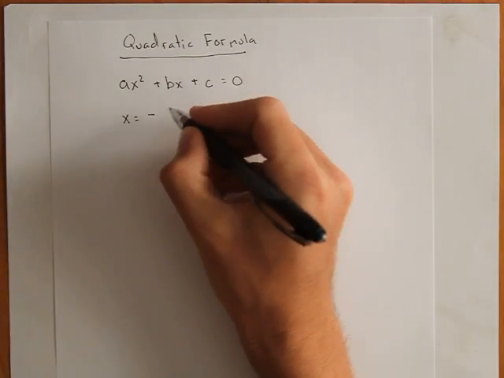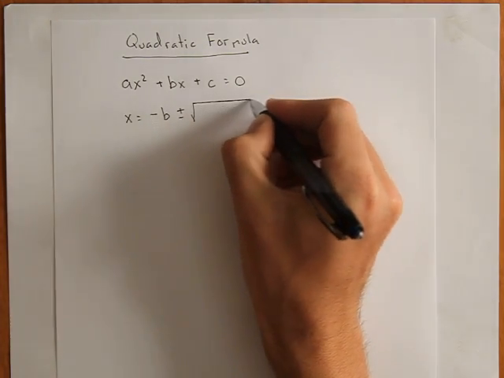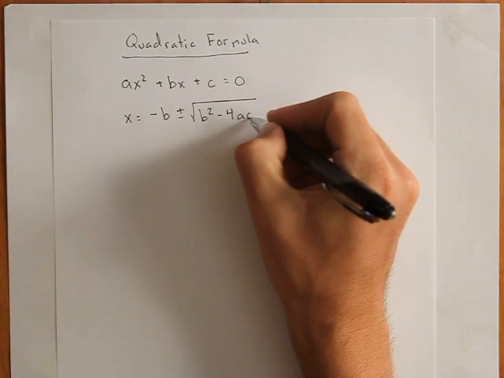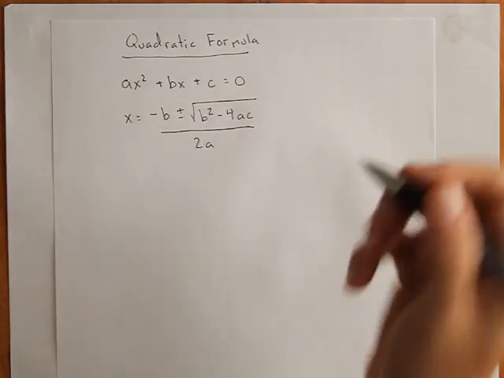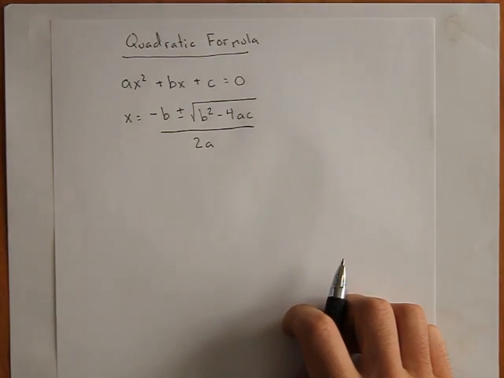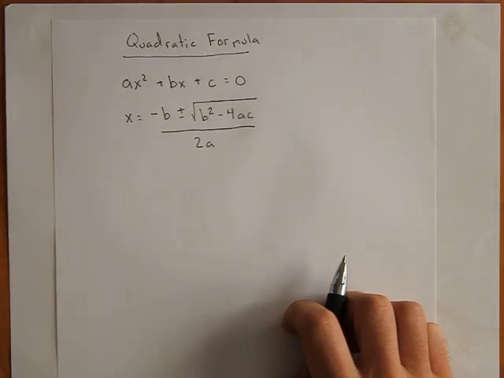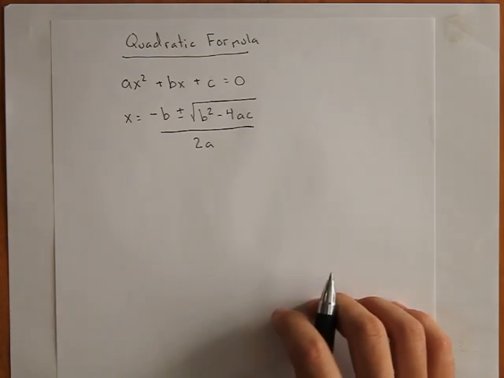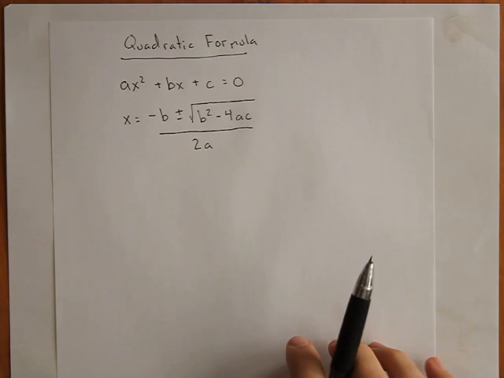X is equal to the opposite of b plus or minus the square root of b squared minus 4ac, all over 2a. And at the end of the day, you just kind of have to memorize it. There's no real shortcut or trick. Technically, it's found by completing the square, but odds are you're just going to remember it. And it's really not too bad to use, because all you end up doing is determining what your a, b, and c are and plugging them in.